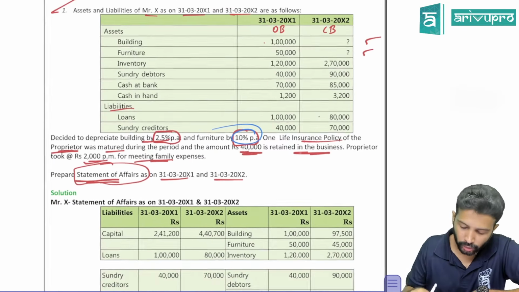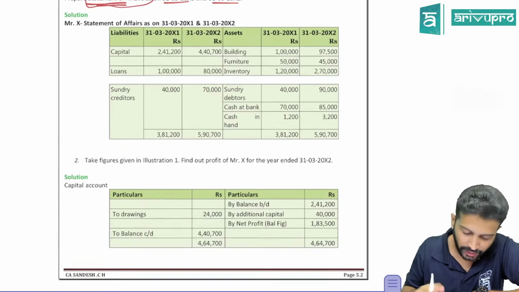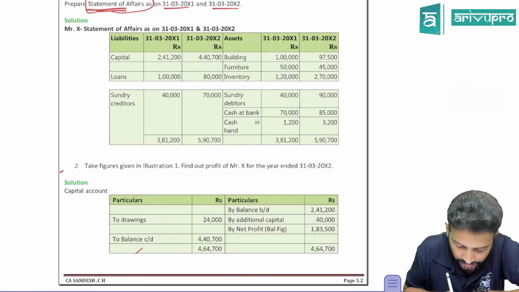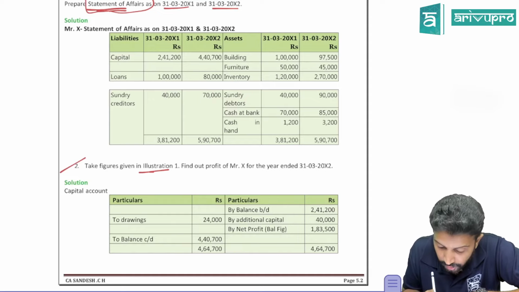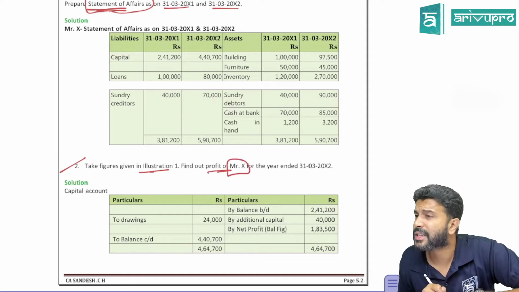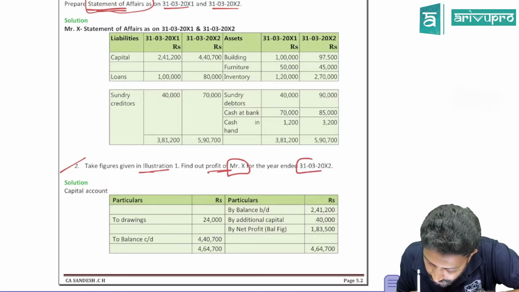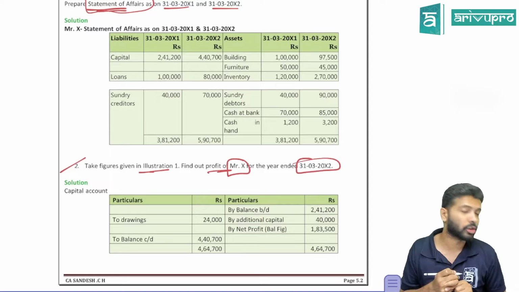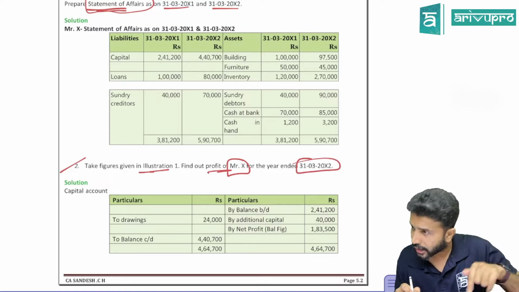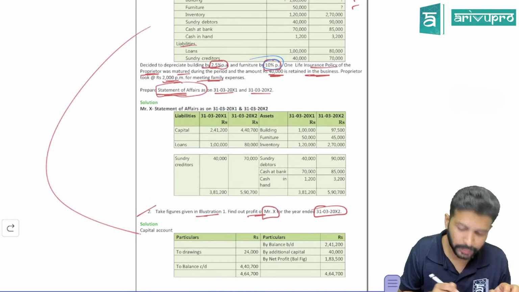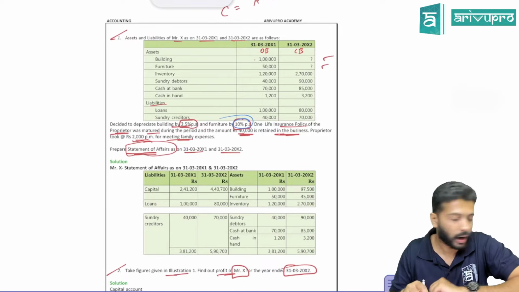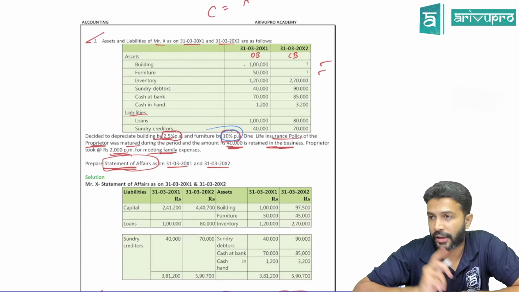They have continued the question, the same question, and they made a second question. Let's see. Take the figures given in illustration number 1, meaning question number 1. Find out the profit of Mr. X for the year ended 31st March 20X2. So for the current year you have to find out the profit using the same data as the previous question. Can you tell me how you can do that? They're asking you the profit.